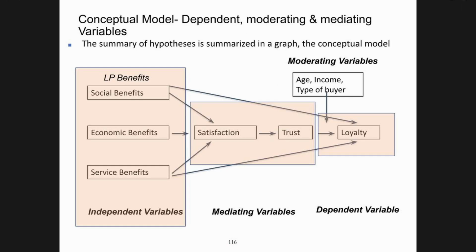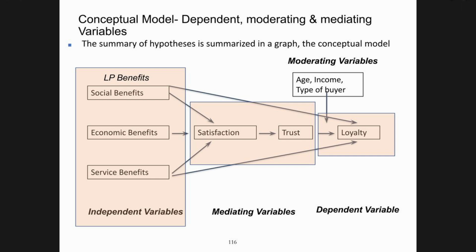And finally, the hypotheses are summarized in a graphical figure, which is called a conceptual model. You have here the independent variables, for example, social benefits, economic and service benefits, which should have a positive impact on a mediating variable, satisfaction. So the higher these benefits, the higher the satisfaction. Satisfaction is a mediating variable on trust. So the higher the satisfaction, the higher the trust. And we have the dependent variable, loyalty.